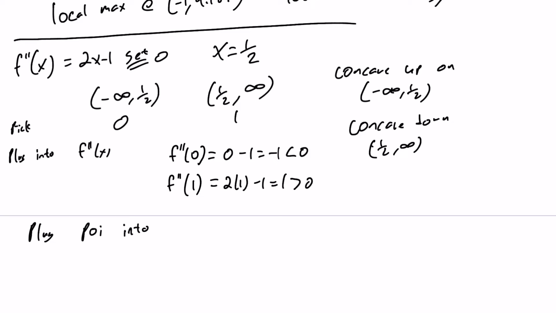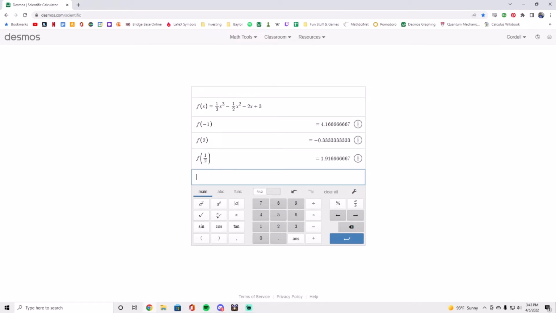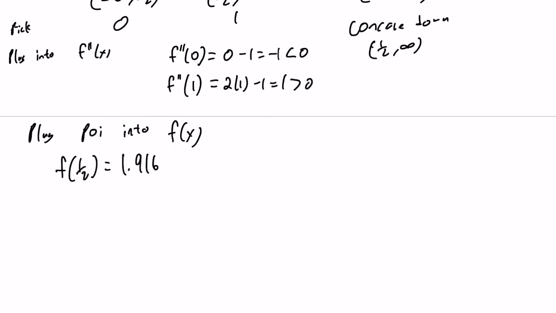So we're going to plug this x equals 1/2 into the original function. Let me flip back to my calculator. And we have f of 1/2 is 1.916. Okay, flip back over here. So we have a POI at the point 1/2, 1.916.